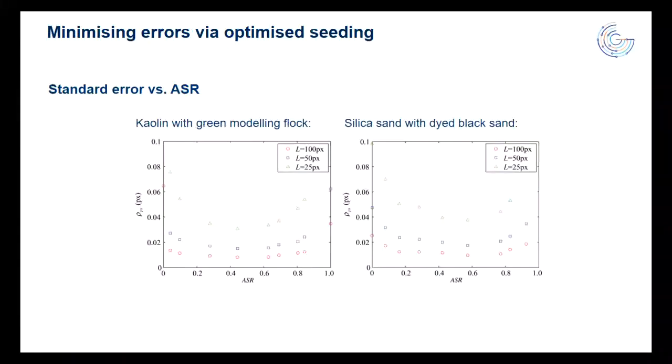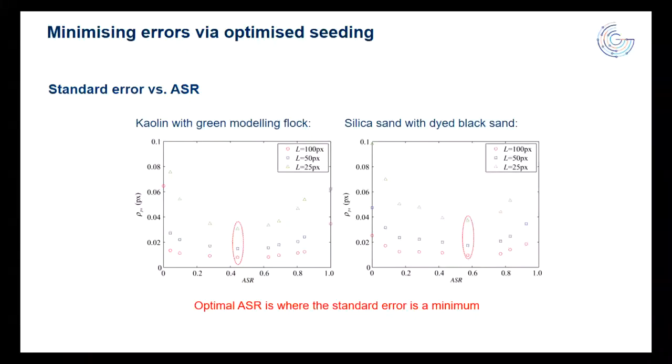So now I'm plotting the artificial seeding ratio from the first set of graphs against the errors. And you can see we've got a nice trough now. And what we want to do is pick the ASR value that gives us the bottom of that trough. That's our optimal artificial seeding ratio.